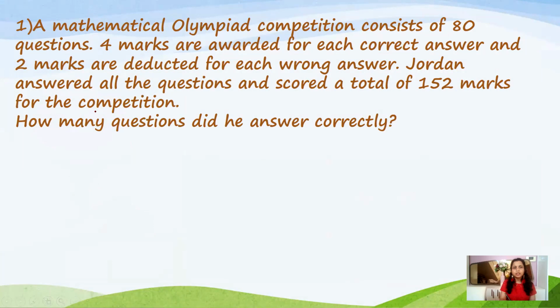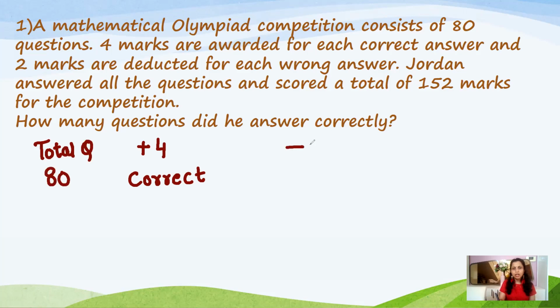So see, it says a mathematical Olympiad competition consists of 80 questions. 4 marks are awarded for each correct answer, so plus 4 for a correct answer. Total questions are 80. And 2 marks are subtracted for a wrong answer. So what does this imply? If we do one wrong, how much is the loss? The loss is 6 marks.